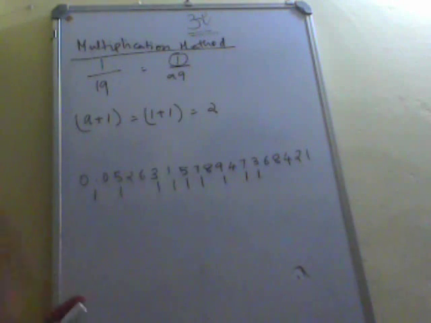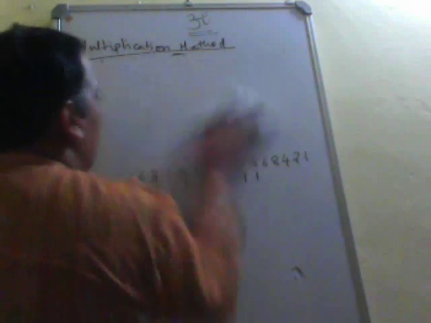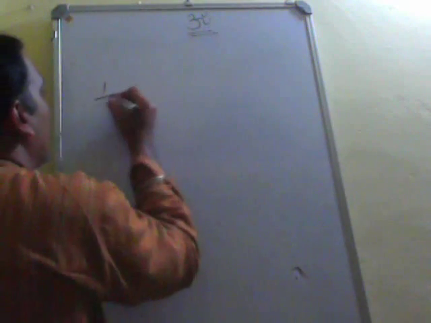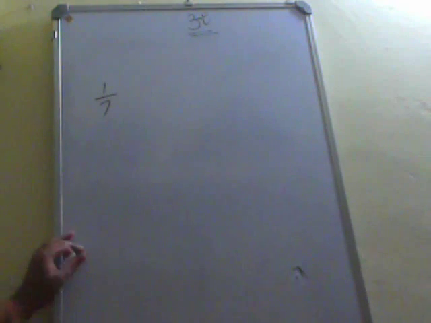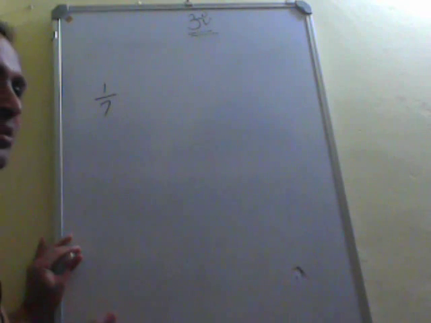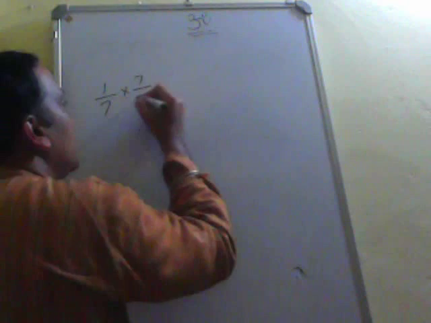So 1 by 19, any fraction you can find like this. For example, we'll not do it since it will take time, but I will tell you how to do fractions by other methods. Let us say 1 by 7. How to find 1 by 7? It is not in the 9 format, so you make it into 9 format. How to make 1 by 7 in 9 format? Multiply by 7, divide by 7.